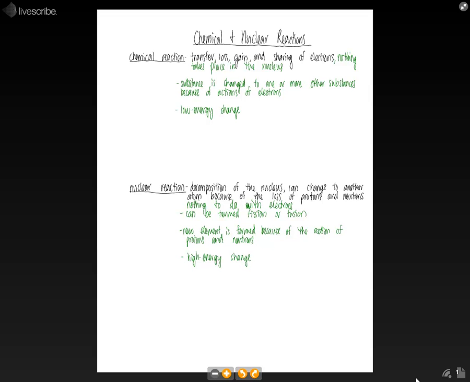The atoms that are involved: the protons and neutrons in the nucleus with a nuclear reaction, compared to the electrons outside of the nucleus in a chemical reaction, as well as the energy level and forming a new element compared to changing to one or more other substances. So these are some of the basics.